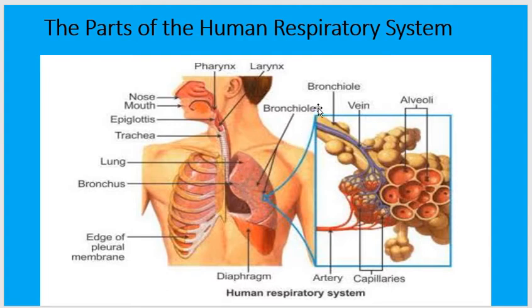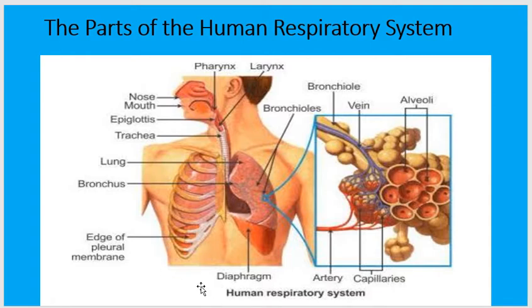Inside the lungs there are bronchioles, and this on the side is the magnified picture of bronchioles. You can see this is a bronchiole, and here is the network of capillaries. These are the arteries from where blood moves. Veins are there. These are the alveoli, and these are called the alveoli chamber.